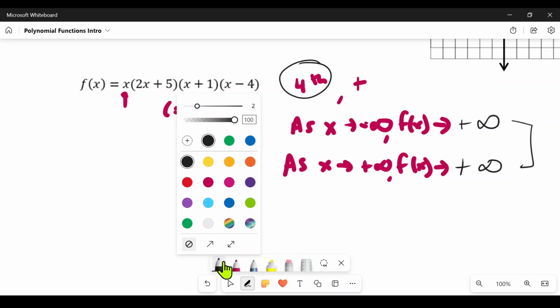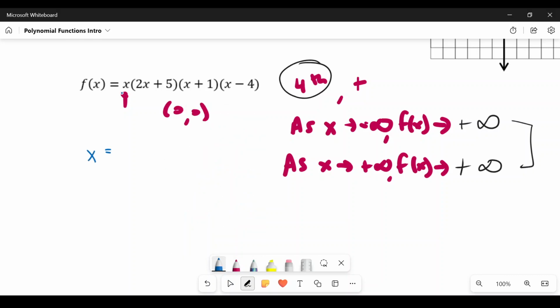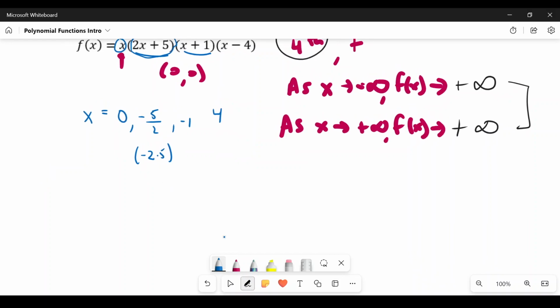So I'm just going to go and look at where my roots are. So x equals, this is a root of 0. This is a root of -5/2, which is -2.5. And if you're not sure how I got that, remember it's whatever makes this bracket 0 that is my root. So I have 2x plus 5, and I want that to be equal to 0. So 2x equals -5, and then divide by 2. And then I've got a root at -1, and I've got a root at 4. So those are my roots, and now I can make a reasonable sketch of this function.